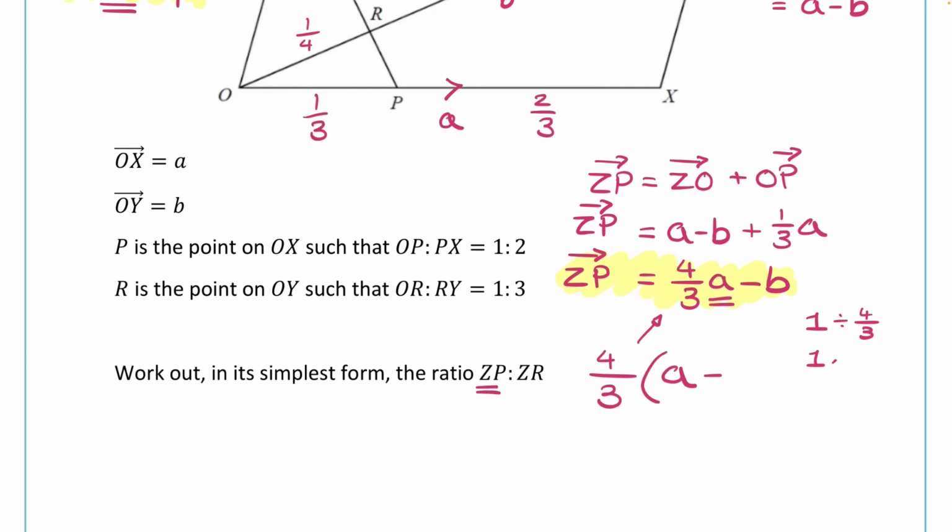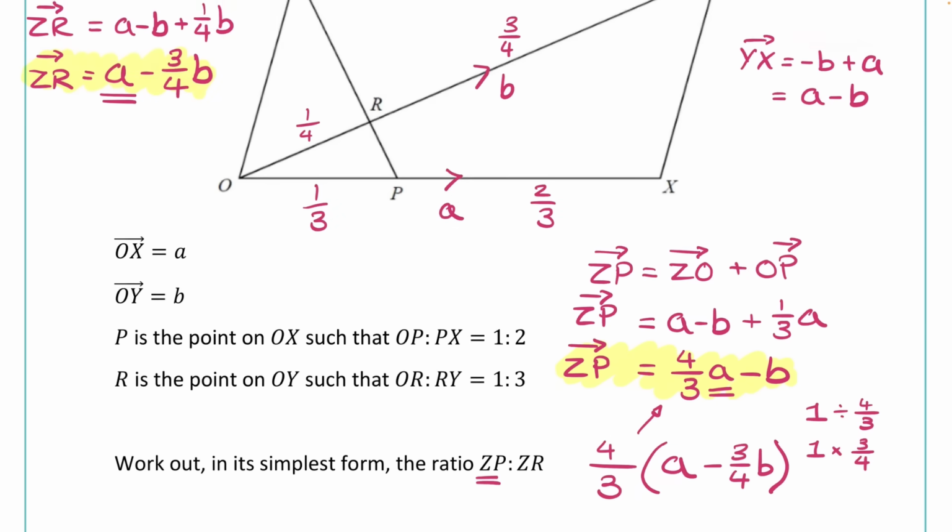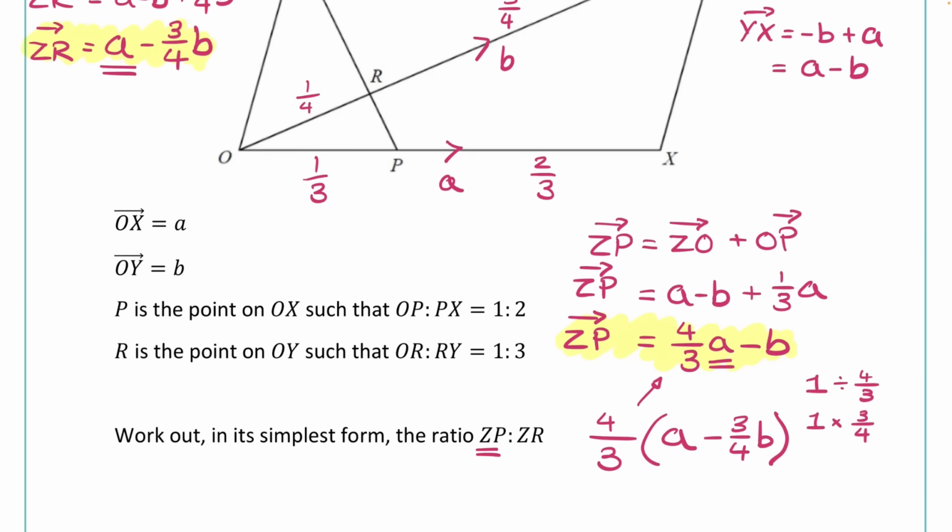We can do it relatively quickly without a calculator though. We just times by the reciprocal. 1 times 3/4, which is 3/4. So I get 3/4 b. So if you have a look, that actually matches now the other vector. It's a different multiple of the other vector, but it matches the other vector.